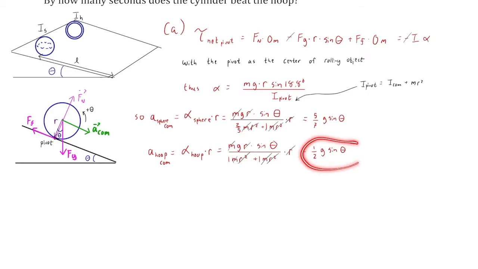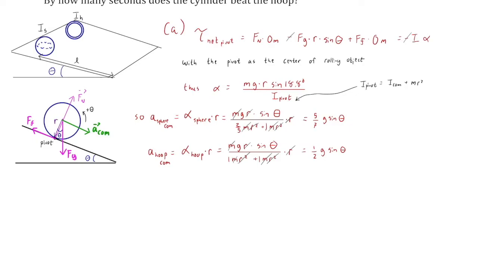And so then we get 1/2 g sine theta for the hoop, okay? So check out those two translational accelerations. Which one's larger? Well, of course, the sphere. The sphere rolls faster. And there's an important idea there. The object with the smaller moment of inertia will always roll downhill faster.